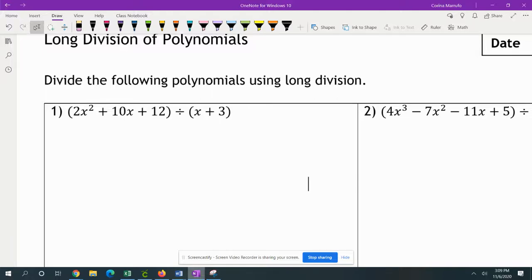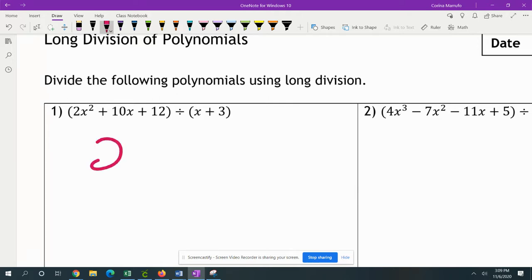All right, so the next topic that we're going to cover is long division of polynomials. What we're going to do is divide the following polynomials using long division. I am going to remind you guys how to do long division just in case you forgot. So the first thing, I'm going to make up a problem, okay?